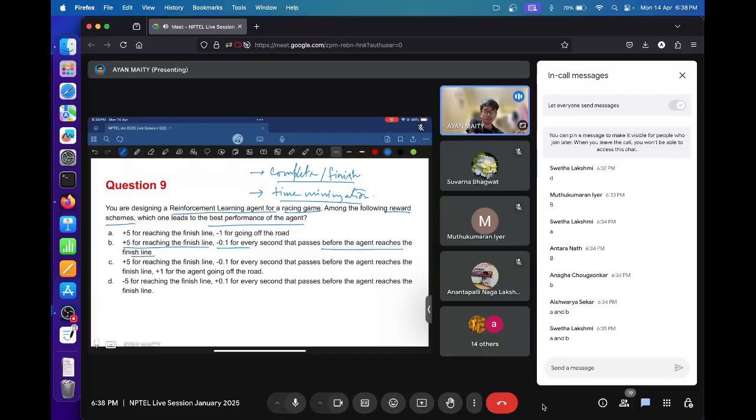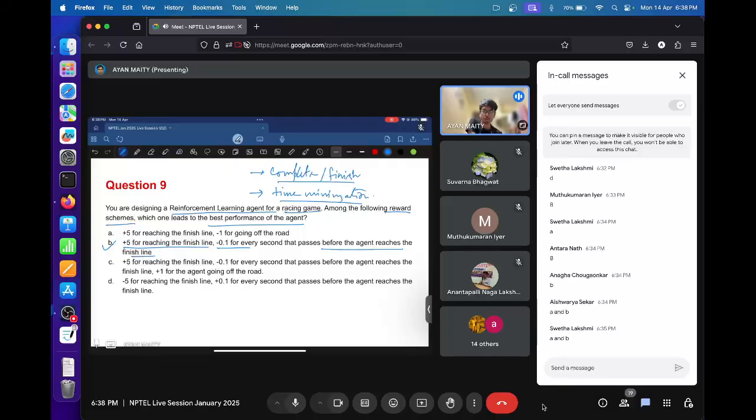So that's why option A might not give you the best result, because option A does not give any penalty for each second or each time step. We need to give it a small penalty for every time step that it consumes during the race, so that it learns to complete the race as fast as possible. And for going off the road, we might not give any reward, simply terminate the game. So in the process, it would learn that it should not go off the road. It should stay within the road and finish the line to have a higher reward. So that's why option B is the correct answer.